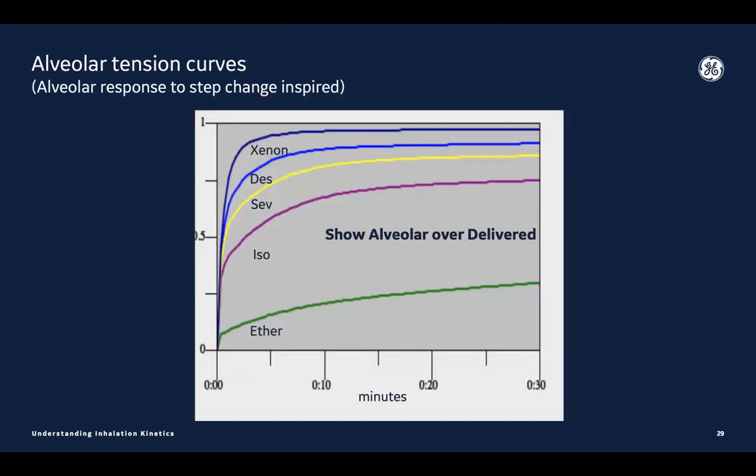If we now plot the graph of the complete alveolar tension curve, that is, including venous return, for each of our anesthetic agents, we see the curve looks like this for ether, isoflurane, sevoflurane, desflurane, and xenon. These are the curves that we have seen in textbooks that describe what's called the alveolar tension curve.